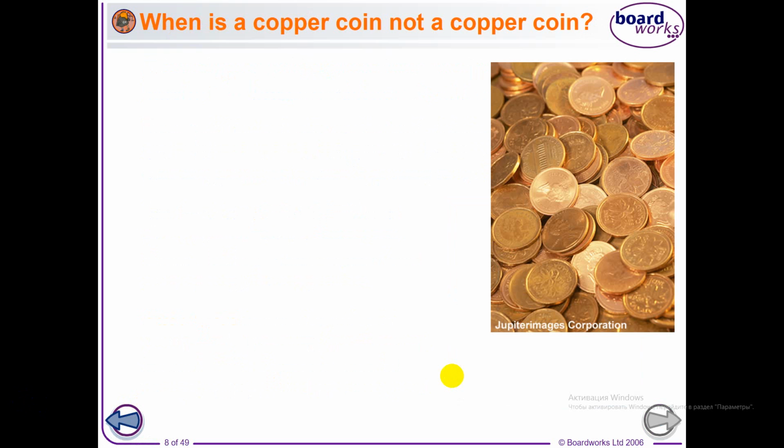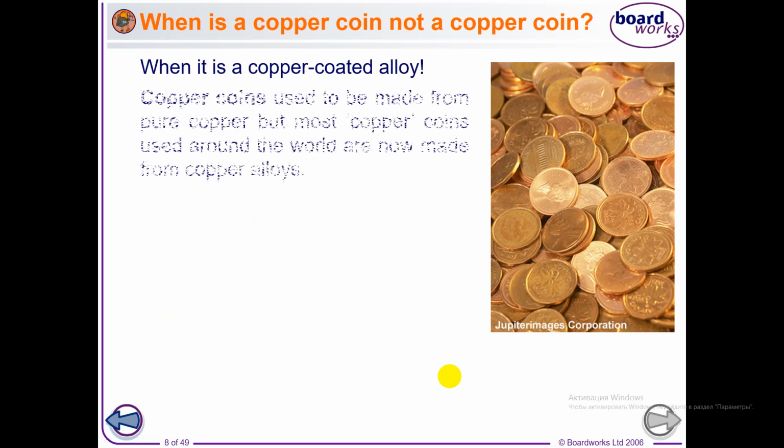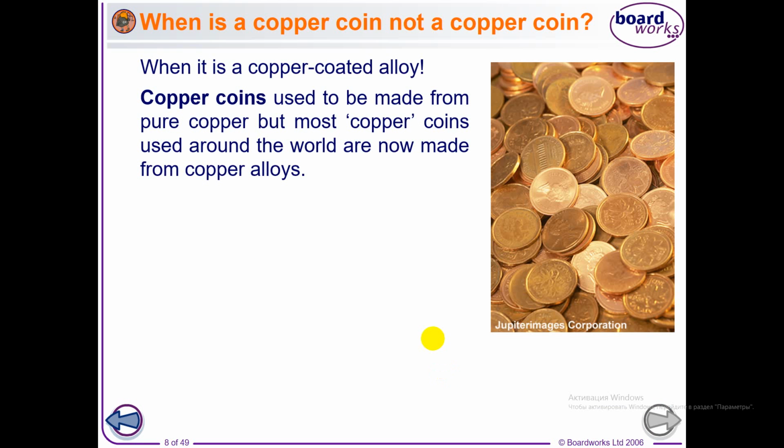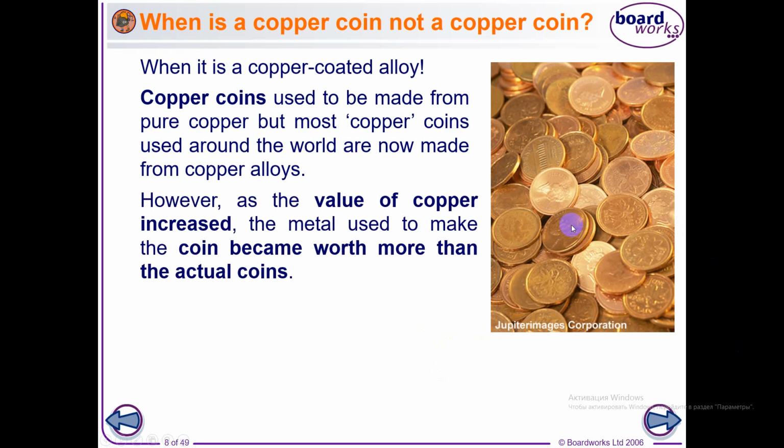When is a copper coin not a copper coin? When it's a copper-coated alloy. Copper coins used to be made from pure copper, but most copper coins used around the world are now made from copper alloys. However, as the value of copper increased, the metal used to make the coin became worth more than the actual coins.